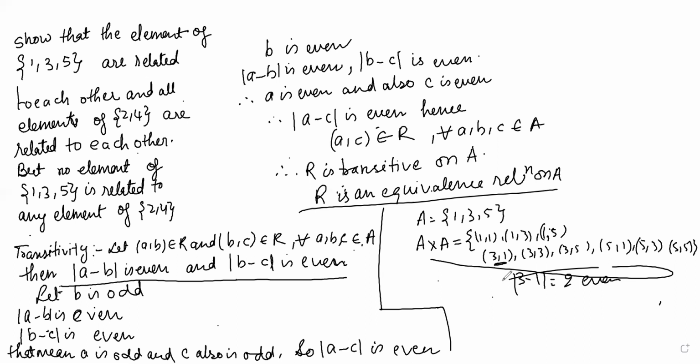1 comma 1 is reflexive and 1 minus 1 is even. 1 comma 3 is reflexive, so 3 comma 1 is even. 1 comma 5 is reflexive, so 5 comma 1 is even. So here in A cross A, all elements are satisfying the condition, so it will exactly satisfy the equivalence relation.